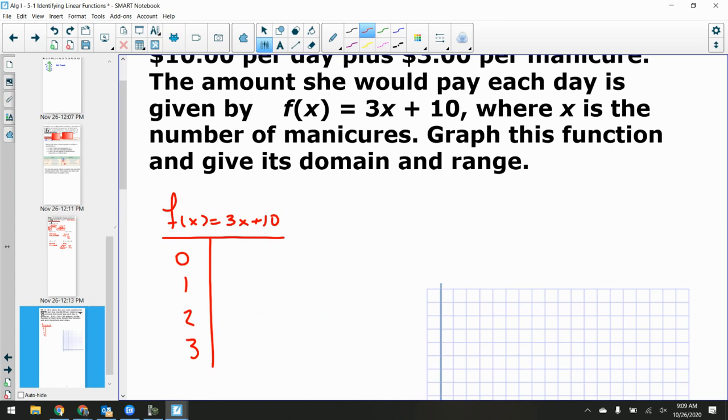I plug in 0. What do I get? 10, right? That's my y-intercept. mx plus b, we'll look at a little bit later. 0, 10. I plug in 1. 3 times 1 is 3. Plus 10 is 13.